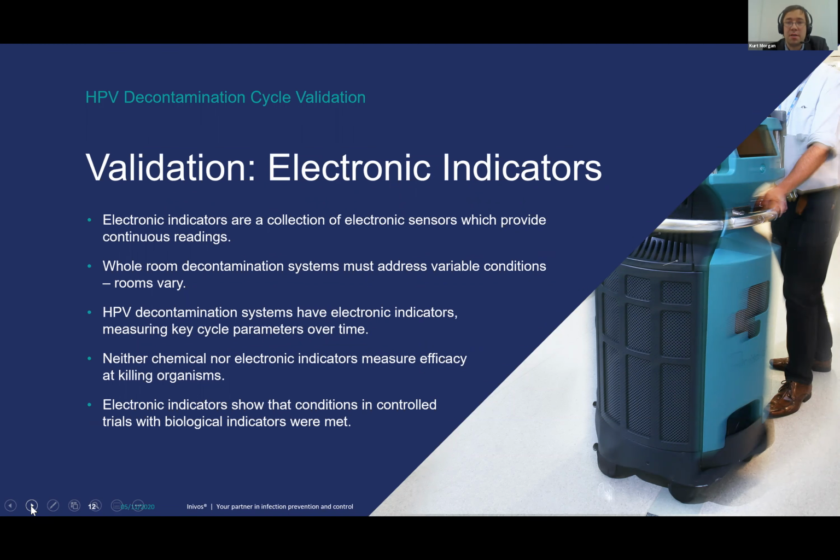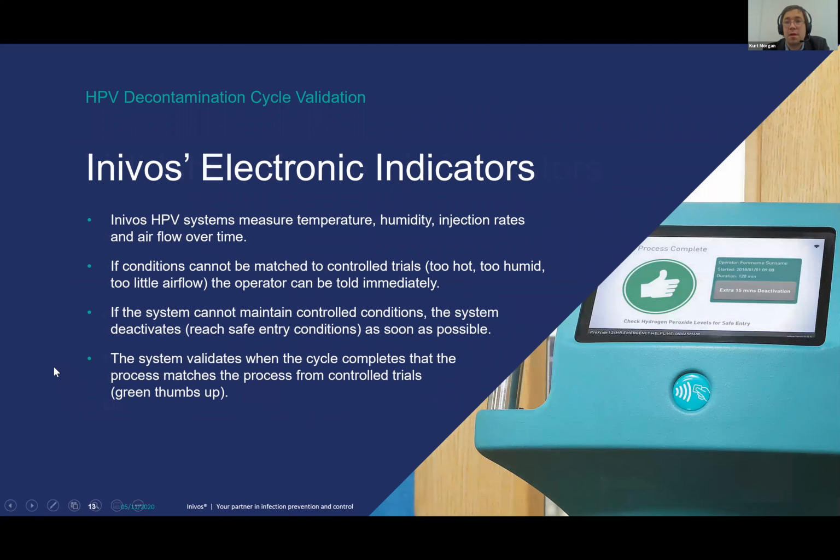So on the next slide, modern HPV systems measure the temperature, humidity, ejection rates of the hydrogen peroxide and airflow over the course of the process. Modern systems attempt, as Enrico was explaining earlier, to inject hydrogen peroxide until a fixed threshold is met, and then to maintain that level for a fixed dwell time.